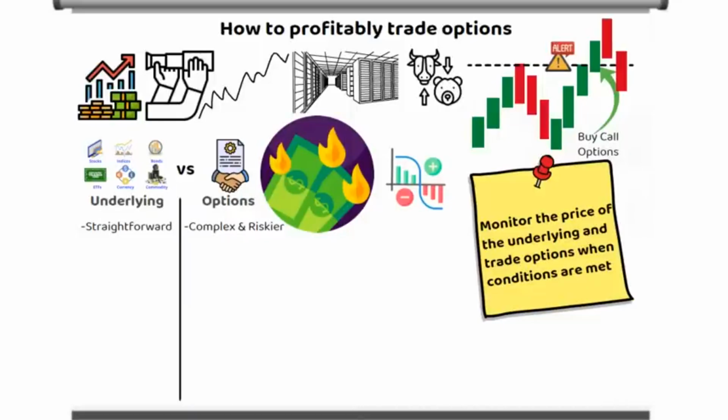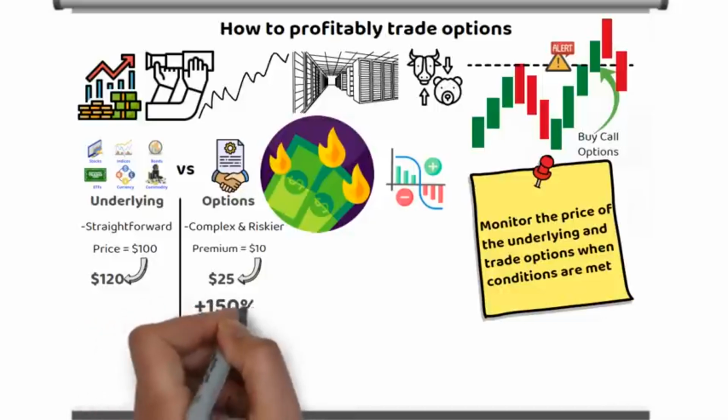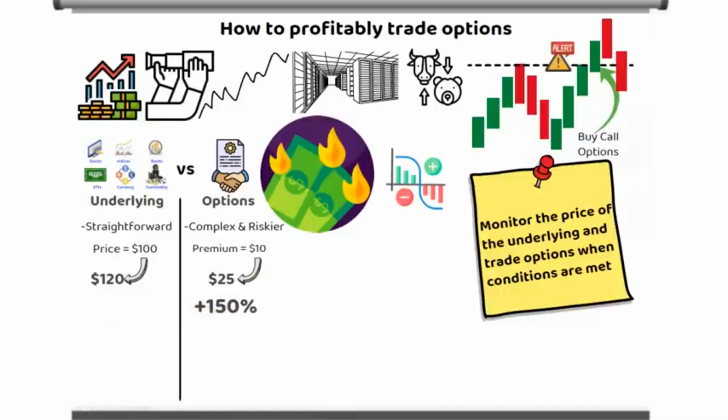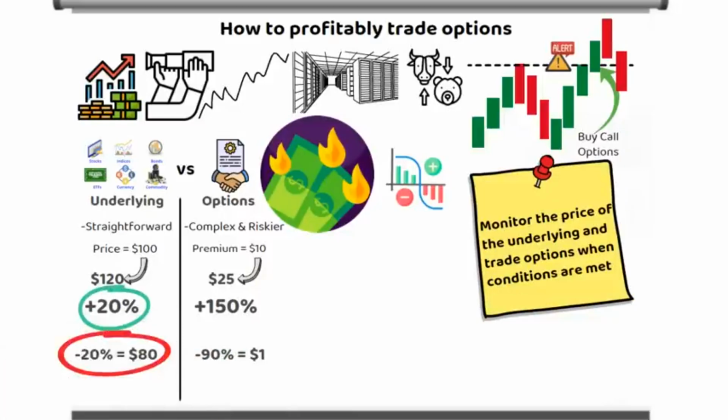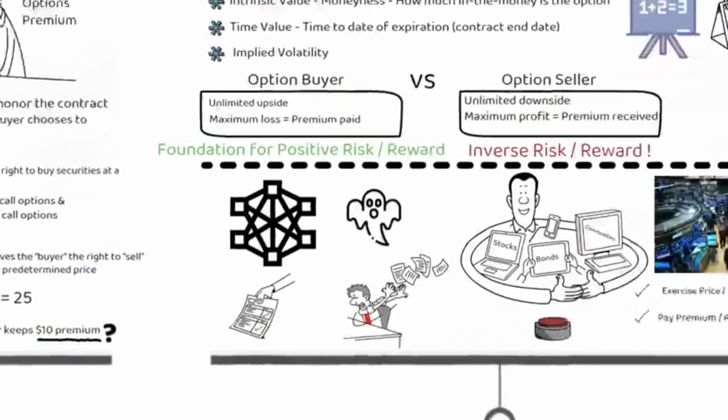So, if the premium you paid at the time of buying the contract was $10, when the price of underlying was $100, the premium could be quoted at $25 if the price moves by 20% to $120. That's a 150% return on the premium paid versus a 20% return on the underlying asset. On the other hand, if the underlying price goes down by 20%, the premium can see a 90% decline. This is the impact of leverage. The bottom line is that a small movement in the underlying price can lead to a large movement in the option premium. This movement largely depends on three factors that we touched on earlier.